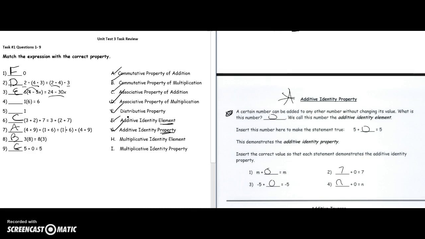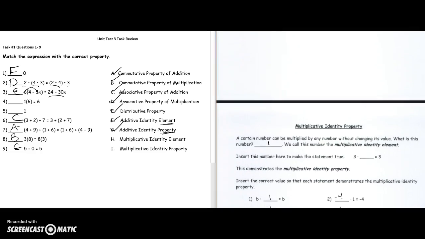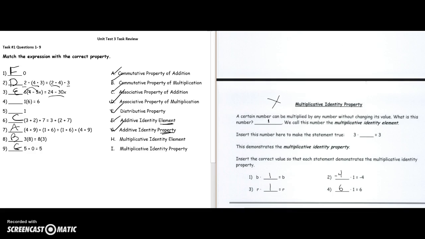Now what we need is the multiplicative identity property. Let's look for the multiplicative identity property, which is right about here. Okay, a certain number that can be multiplied by any number without changing its value. What is that number? It's 1. B times 1 equals B. R times 1 equals R. We multiply a number by 1, we get the same result. Alright, that element is H and the property is represented by I. And that is all.